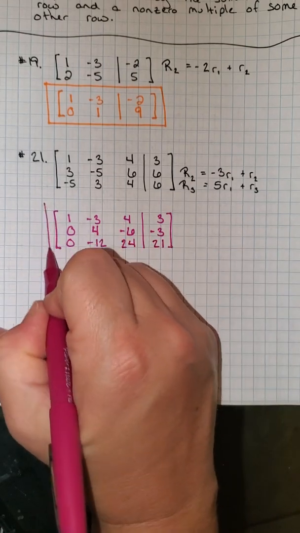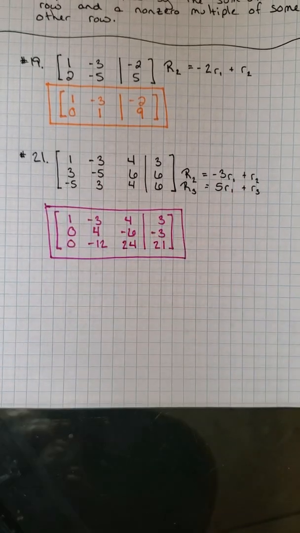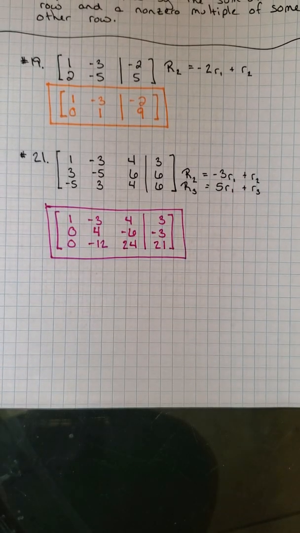So this is your new matrix, equivalent to the first one, but the rows changed. Okay, so that's practicing doing row operations. The book told us what to do.